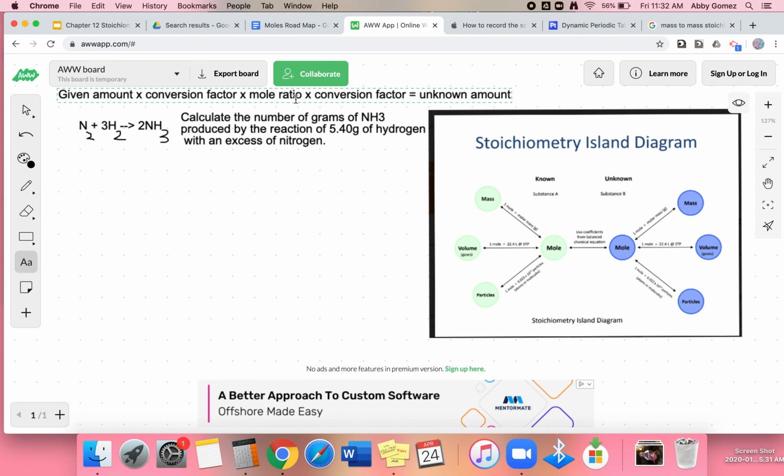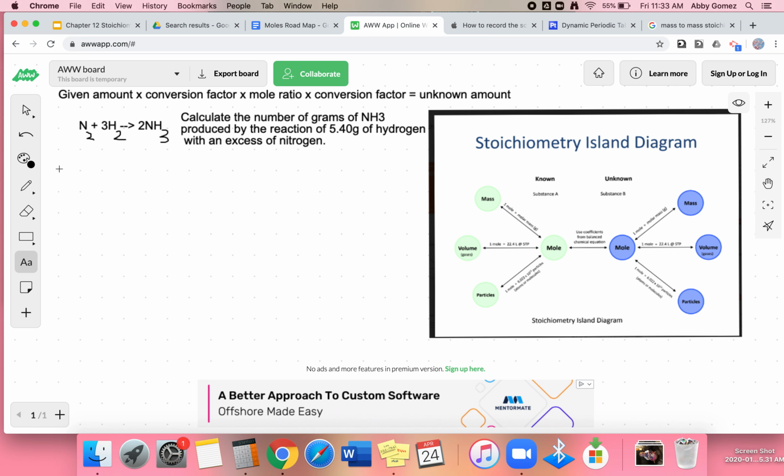So again, I've got the equation, or formula, I guess you want to call it, that I've written out up here, but then you also have your stoichiometry island that you're going to need as well. So, given amount, what did the problem give us? It gave us 5.4 grams of hydrogen. What are we trying to find? We're trying to find grams of ammonia. So those are going to be important pieces for you to identify. Some of you may struggle with just figuring out, what did the problem give us? What are we trying to find?